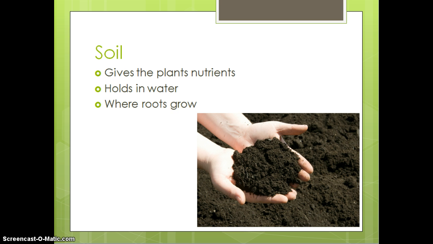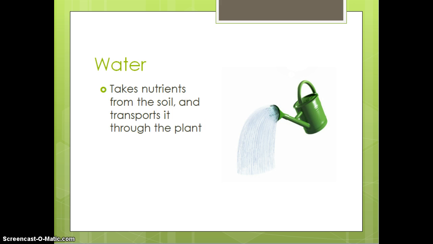The next thing that is very important for plants to have in order to grow is water. While many students may know what water does, they don't necessarily know what water does for the plant. They know that they can drink water and they know that they can swim in water, but they don't know that water takes nutrients from the soil and transports it through the plant.